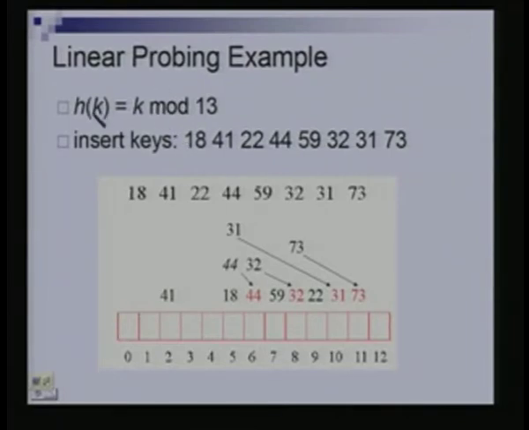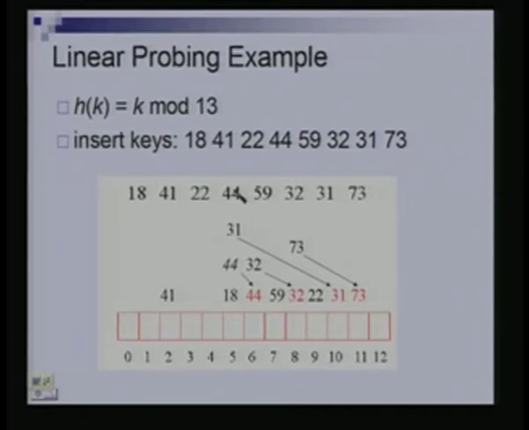My hash function is k mod 13, a very simple hash function. My keys k are integers. I am trying to insert these keys into the table. 13 is the size of my table, locations 0 to 12. 18, what is 18 mod 13? 5. So 18 goes to location 5. At that point the table was empty, so it can come here, no problem. 41, 41 mod 13 is 2. So 41 goes to location 2, absolutely no problem till now. 22, 22 mod 13 is 9. So 22 goes to location 9, and there is no problem here at all.